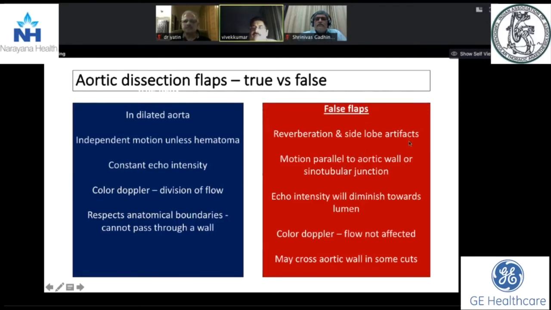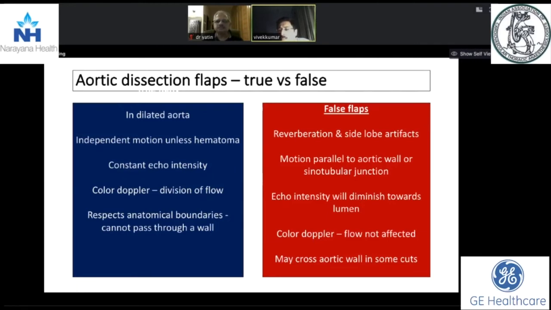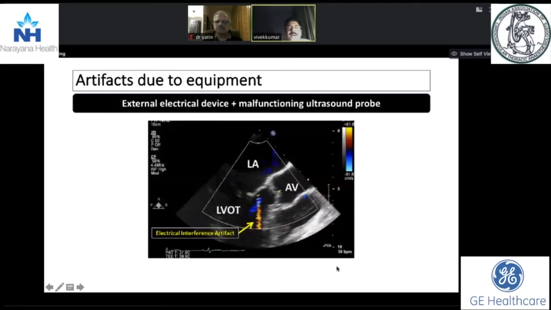But when we look at false flaps, their reverberation and side lobe artifacts which produce the false flaps, the motion is parallel to the aortic valve or the sinotubular junction, the one which is producing the shadowing. Echo intensity diminishes as the flap moves towards the lumen. Color Doppler, the flow is not affected. It's the simplest thing. The color is there everywhere. And this flap may actually cut out of the aortic valve in some cuts.